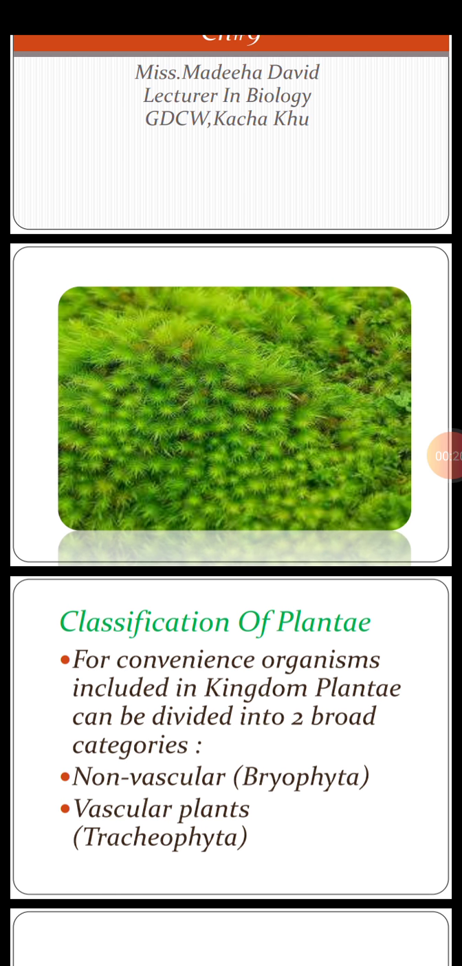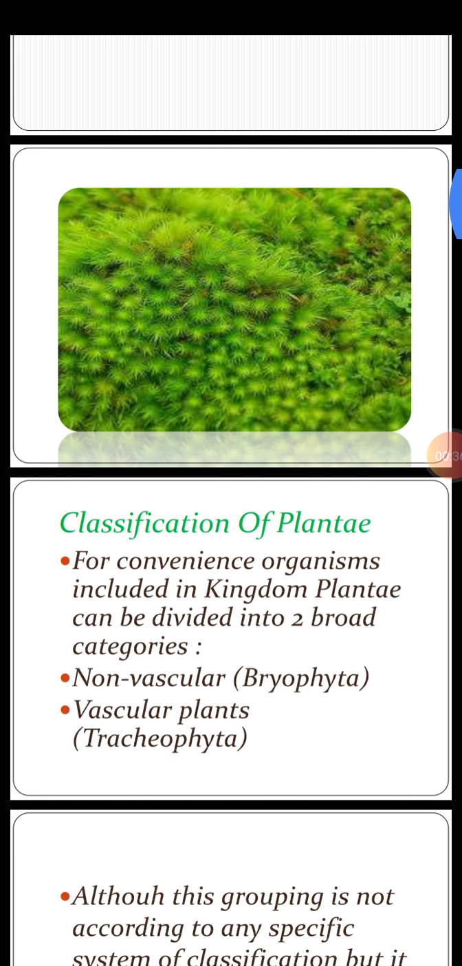So students, there are two kinds of plants. One are vascular plants, which have xylem and phloem tissues, and those which do not have vascular tissues, xylem and phloem, are called non-vascular plants. So there comes classification of Kingdom Plantae.